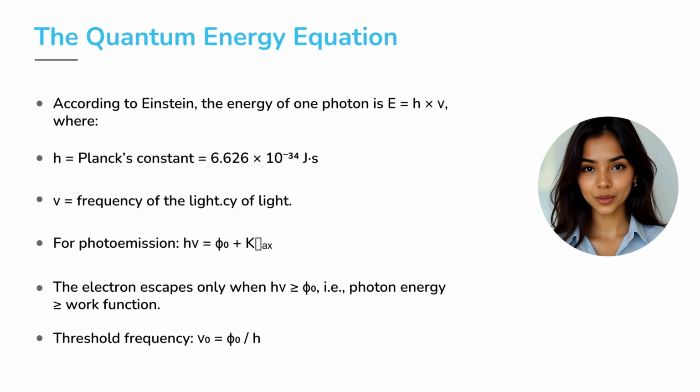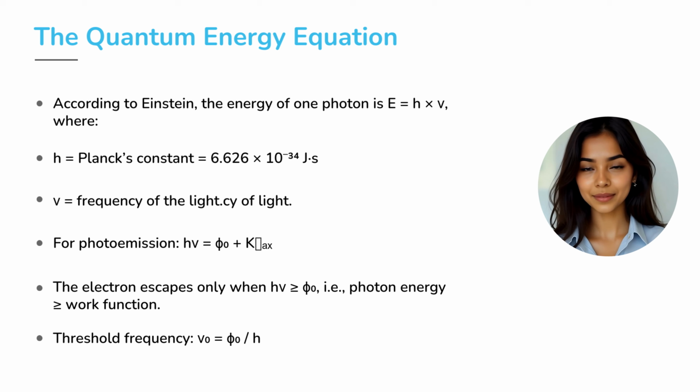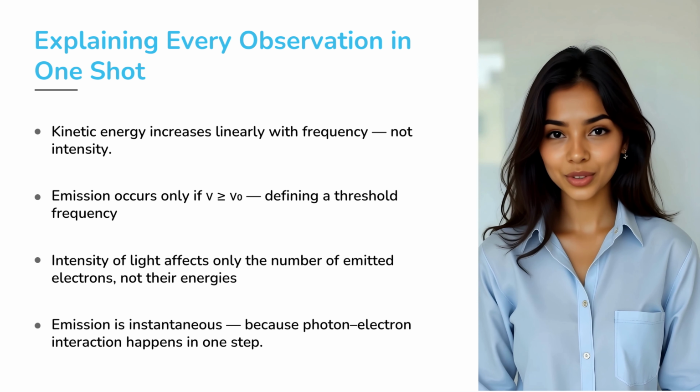The electron will only be emitted if h times nu is greater than or equal to phi naught. If that condition isn't met, the photon simply doesn't have enough energy to free the electron. From this, we can define the threshold frequency, nu naught, as nu naught equals phi naught divided by h. That is, the minimum frequency required for photoemission equals the work function divided by Planck's constant. This single equation explained every feature of the photoelectric effect.